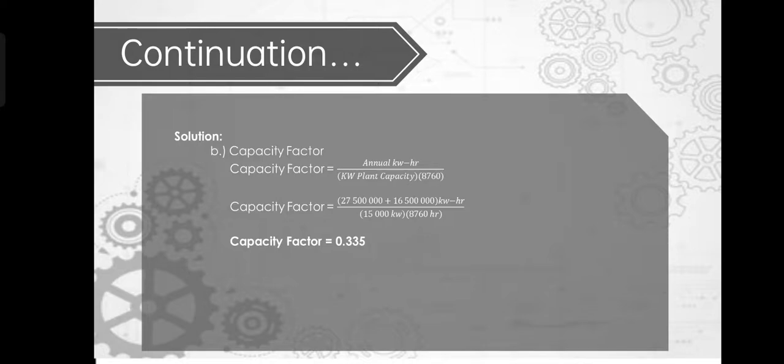The capacity factor is equal to annual kilowatt hour over kilowatt plant capacity times 8,760. So the capacity factor is equal to 27,500,000 plus 16,500,000 kilowatt hour over 15,000 kilowatt times 8,760 hours, which is the capacity factor is equal to 0.335. So this is the short discussion about the variable load.